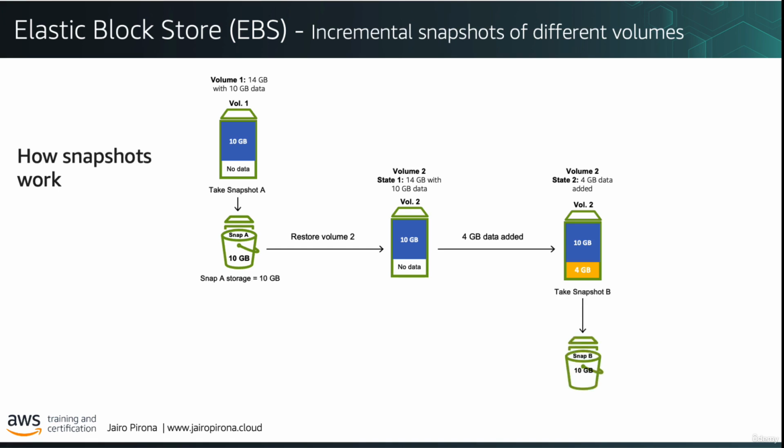And here's the interesting thing. Since we already have a copy of the first 10 gigabytes of data from snapshot A, we only need to copy the new 4 gigabytes of data to snapshot B. This is how incremental snapshots help us save space and time. We only copy the new or changed data. Snapshot B is an incremental snapshot of snapshot A, although it was created from a different volume. This means that we do not need to store all the data again, only the ones that have changed.